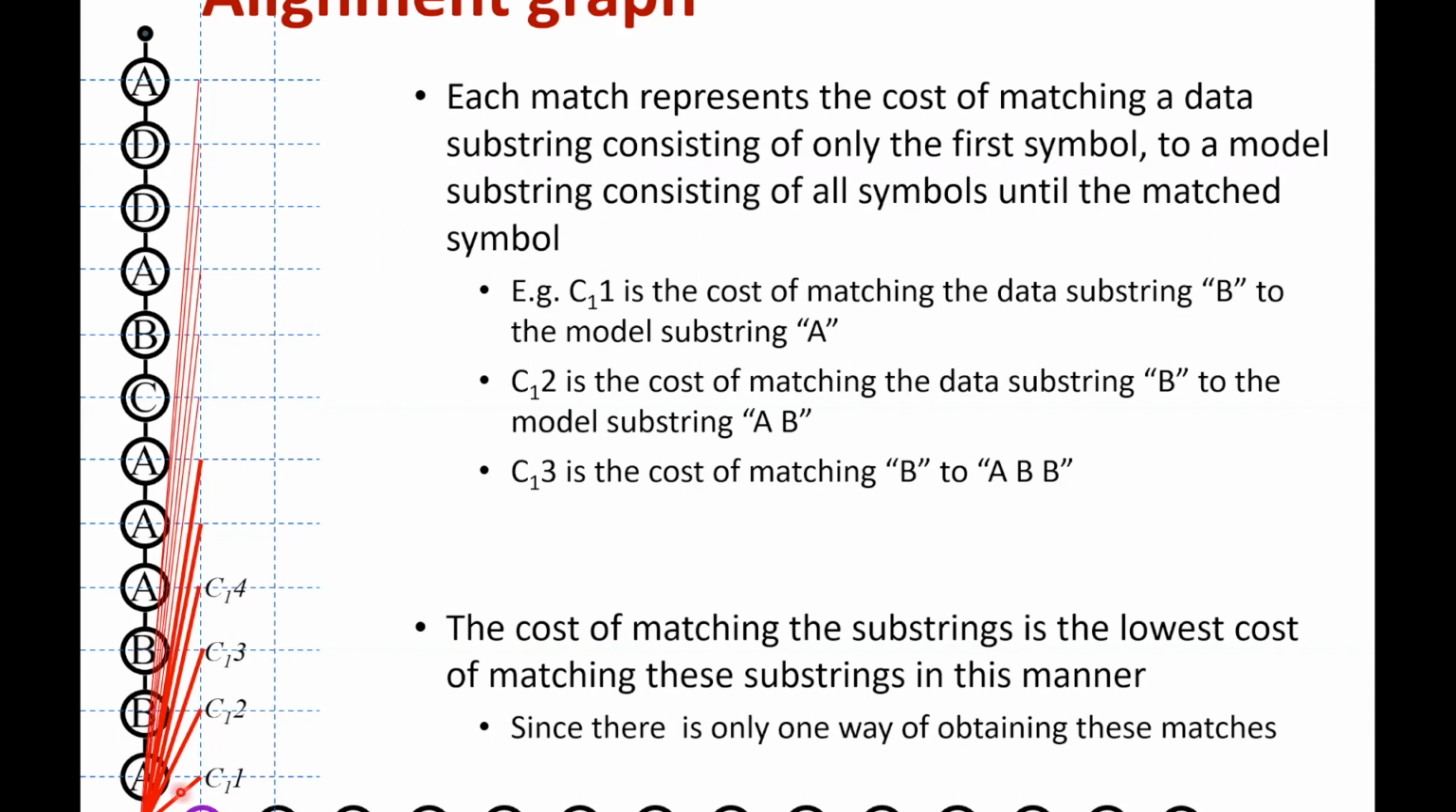2, because the B is going to match up with the B and there are errors. What about aligning this B to ABBA? What would the cost be?